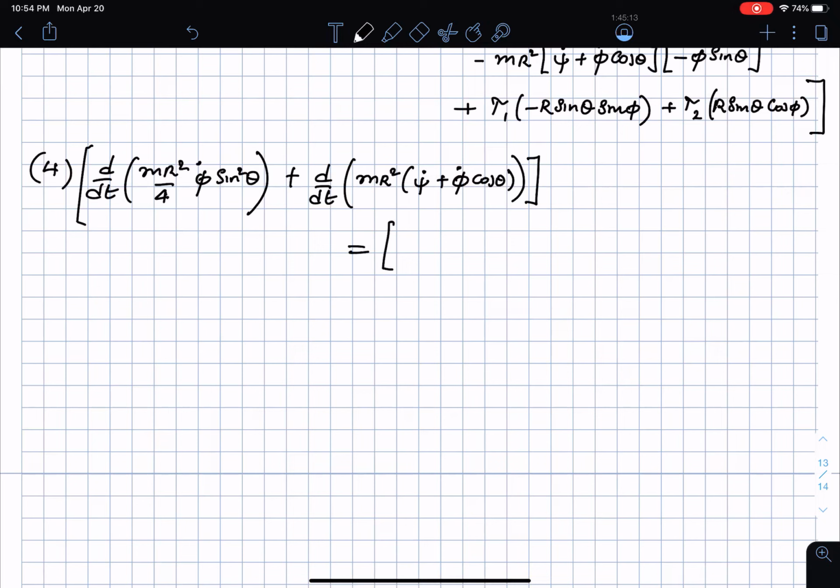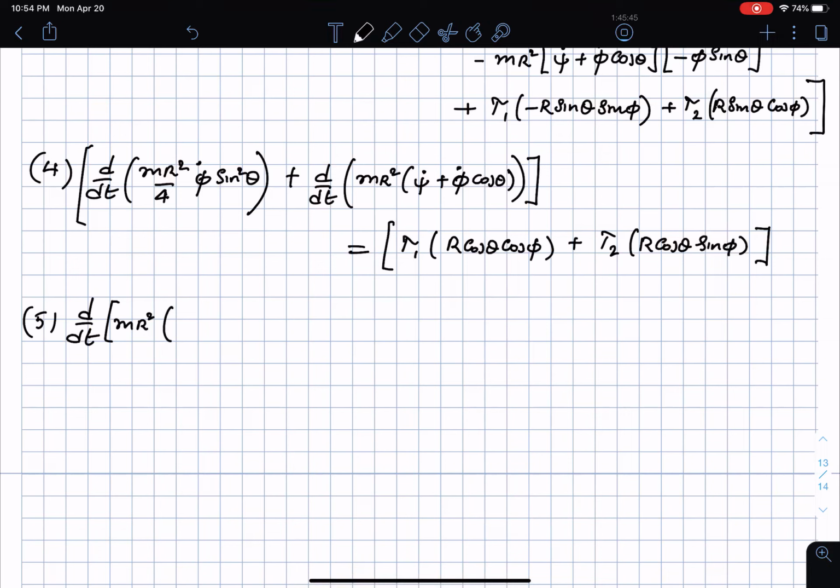Okay, this is equal to the following. It's going to be lambda 1 times r cos theta cos phi plus lambda 2 times r cos theta sine phi. Okay, this is the penultimate one, and this is the last one now with respect to psi dot. So that's going to be d by dt of mr square times psi dot plus phi dot cos theta. Okay, this is equal to big bracket lambda 1 times r cos phi plus lambda 2 times r sine phi.